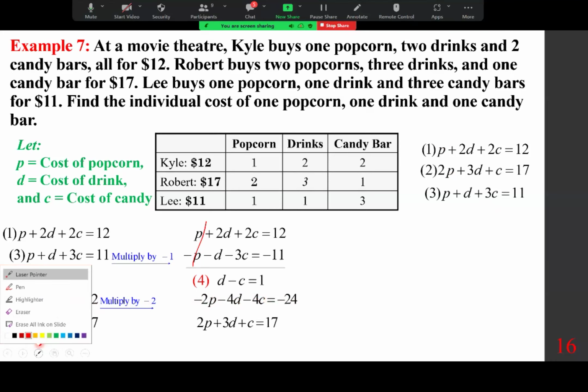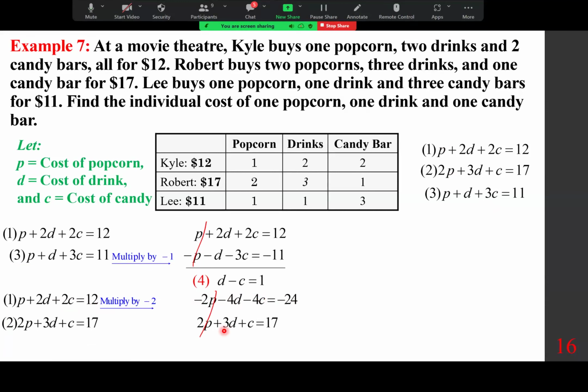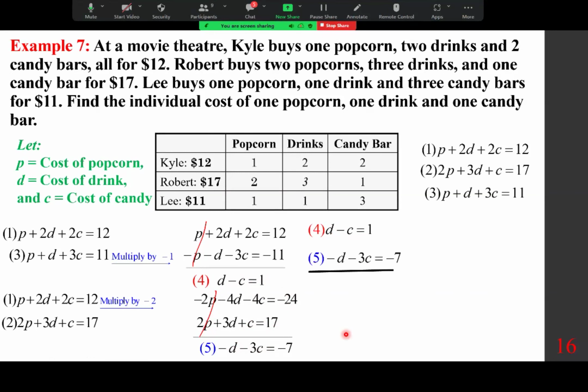And now these two cancel each other. These two add up to -d. These two add up to -3c. These two add up to -7. And we call it number 5. Number 4, d minus c equals 1, and number 5, minus d minus 3c equals -7. We put them next to each other.